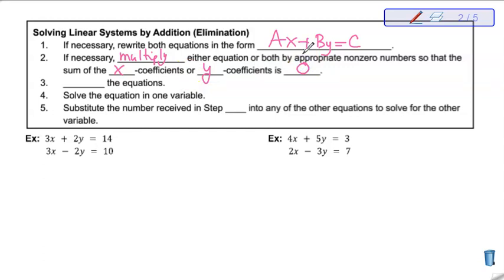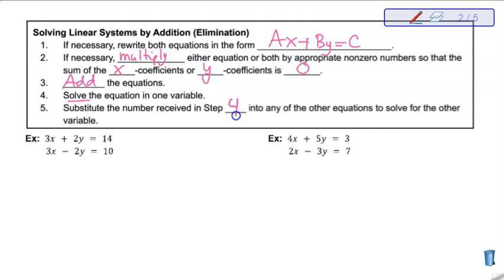So we want to eliminate a variable. After we have that, we are then going to add our two equations together. That will create an equation with one variable that we are going to solve in step 4. Then we're going to substitute that number that we received in step 4 into any other of the equations to solve for the other variable.